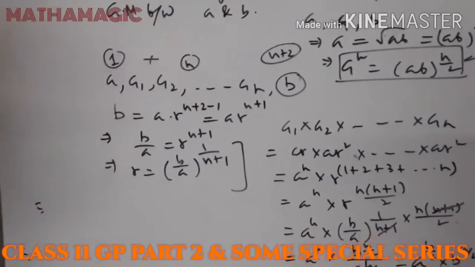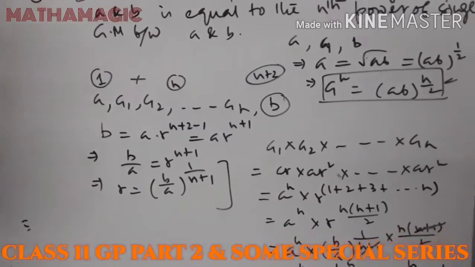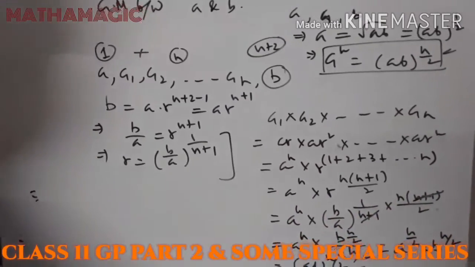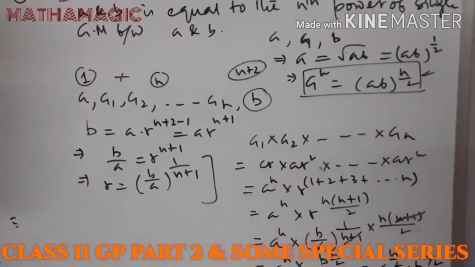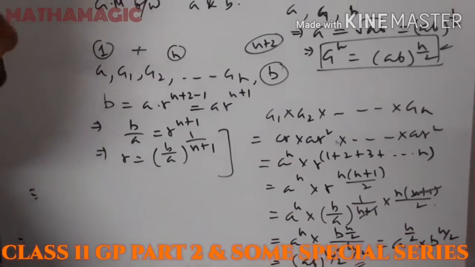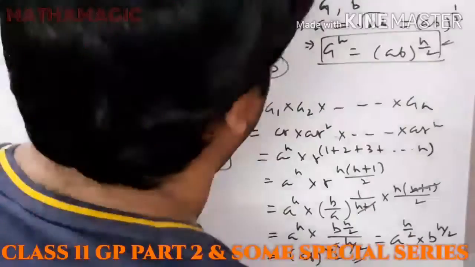So this is how we can solve this kind of problem. Please note it down, this is an important sum, so that we can move to the next one. This is the last sum of GP. We will move to the special series from now on.